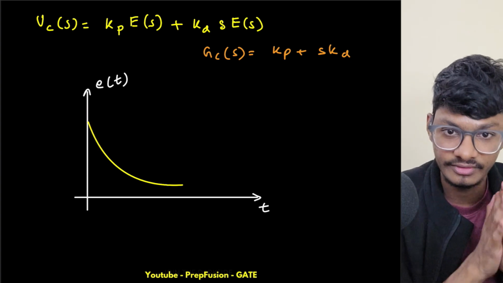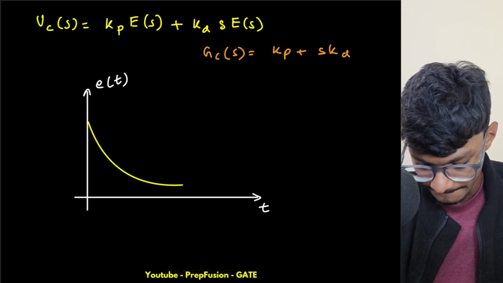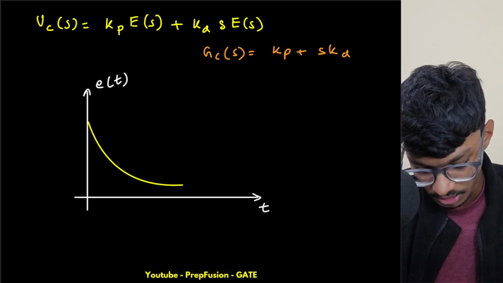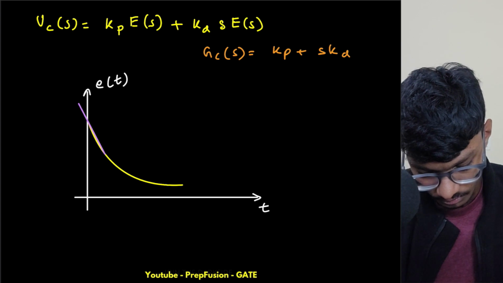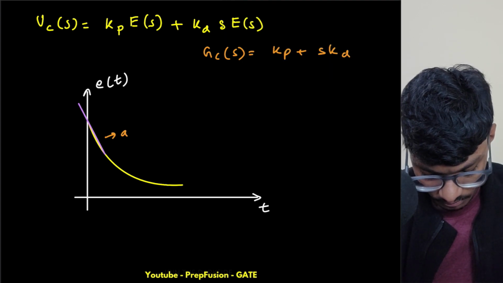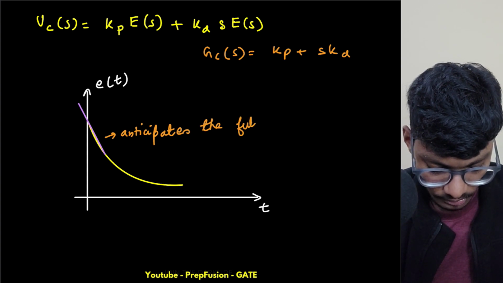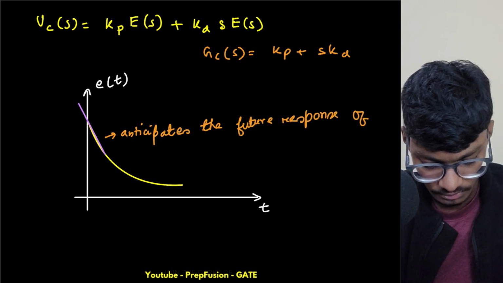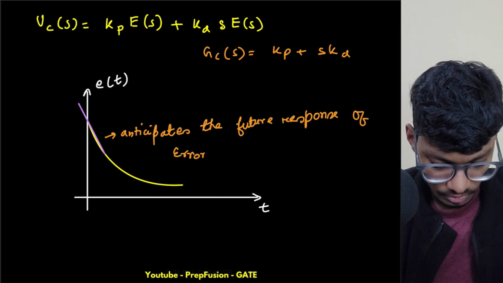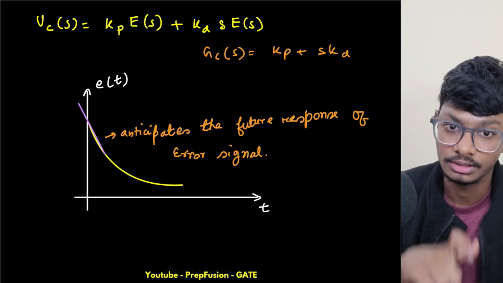So basically what does a derivative control do? It anticipates the future response of the error signal. So here I can just mark down a slope. I will also explain this in theory, but just for now: it anticipates the future response of the error signal. So this is what derivative control actually does.